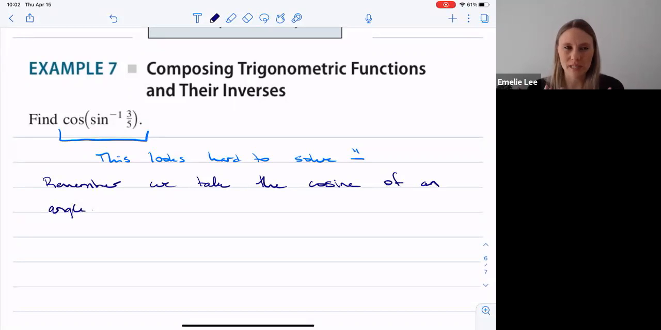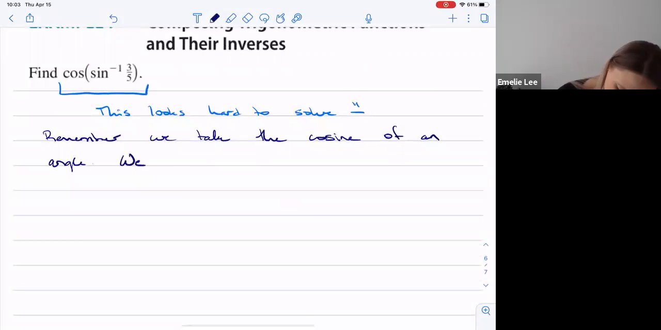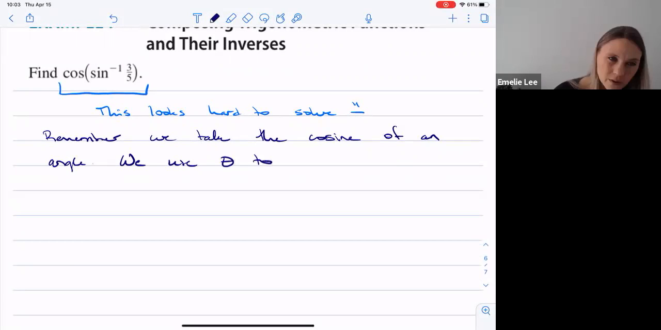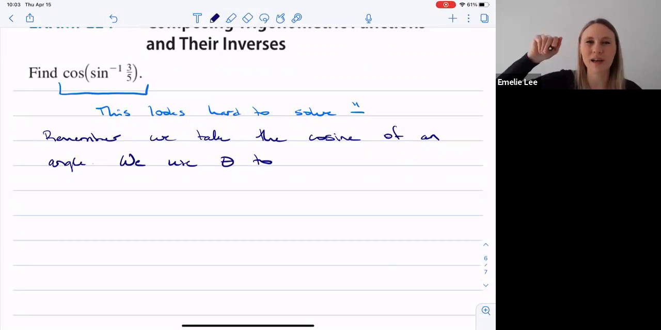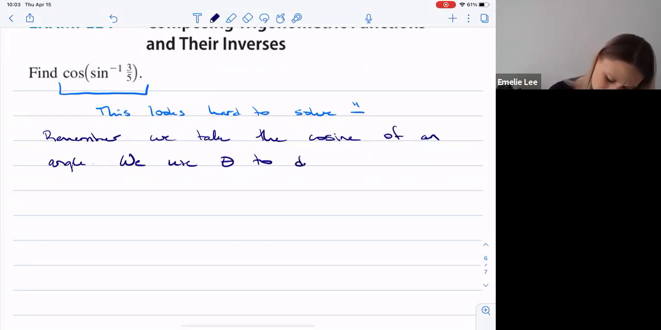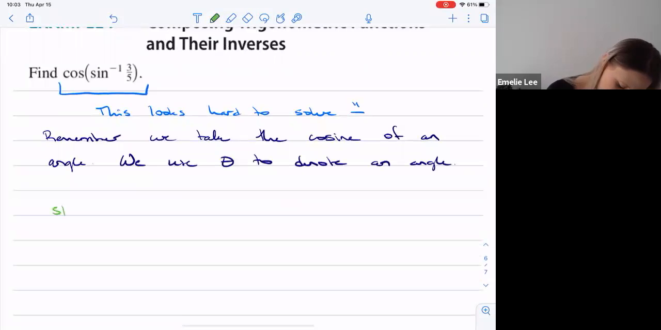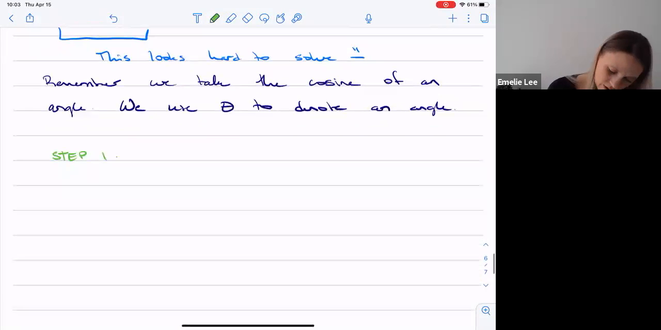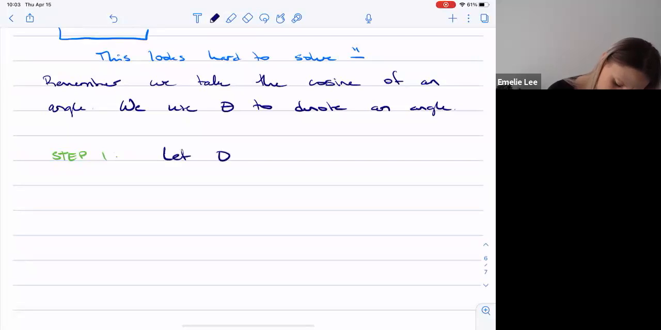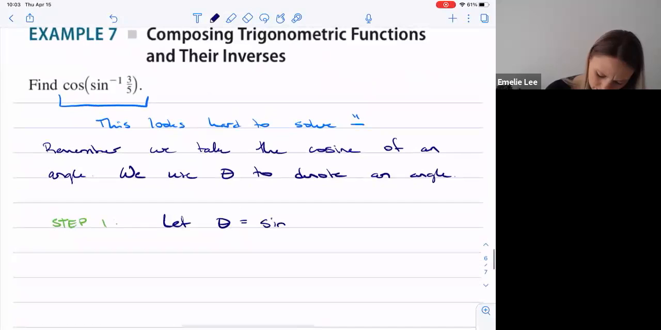So what we're going to start by saying is we're going to let this mess inside here be denoted by just a theta, some angle. We use theta, which is just a circle or an O with a line through it, to denote an angle. So step one is you're going to say let theta be everything inside the sine inverse of 3/5.